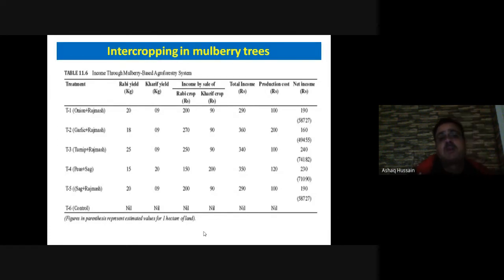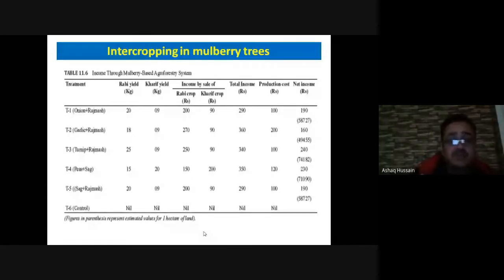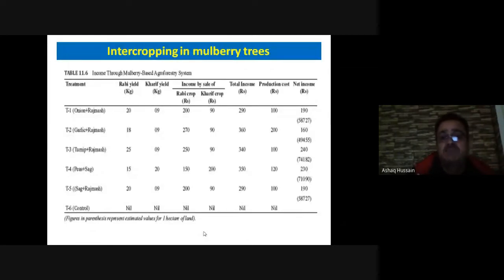These types of crops have been tried in different seasons in between the mulberry trees. Then additional income of 58,000 from onion and rajmash, 49,000 from garlic and rajmash. Then turnip and rajmash we got 74,000. Then 71,000 from peas, being a high value vegetable. Then we have additional income from sag and rajmash, 58,000. So Dr. Mushtaq Mir from the Sericulture faculty has done this project of agricultural intensification in mulberry orchards.